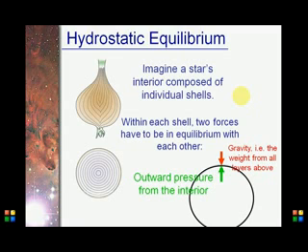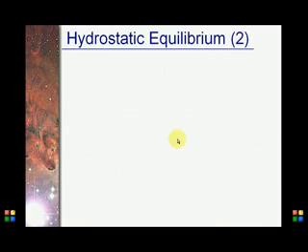So there is a ratio between gravity and the fusion temperature. And that's why there are main sequence stars, where there is a relation between temperature, luminosity, gravity, mass and age, because of this equilibrium. So imagine a star's interior composed of individual shells. Within each shell, two forces have to be in equilibrium with each other: gravity, i.e. the weight from all layers above, and outward pressure from the interior, which is due to the high temperature and the fusion reactions.